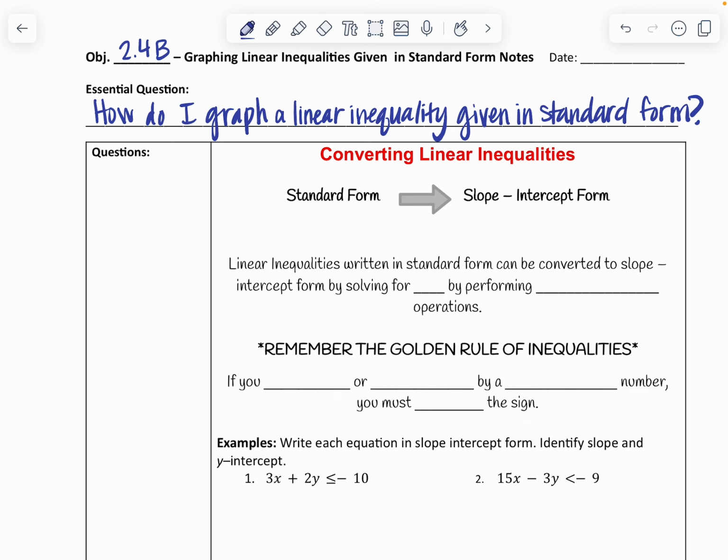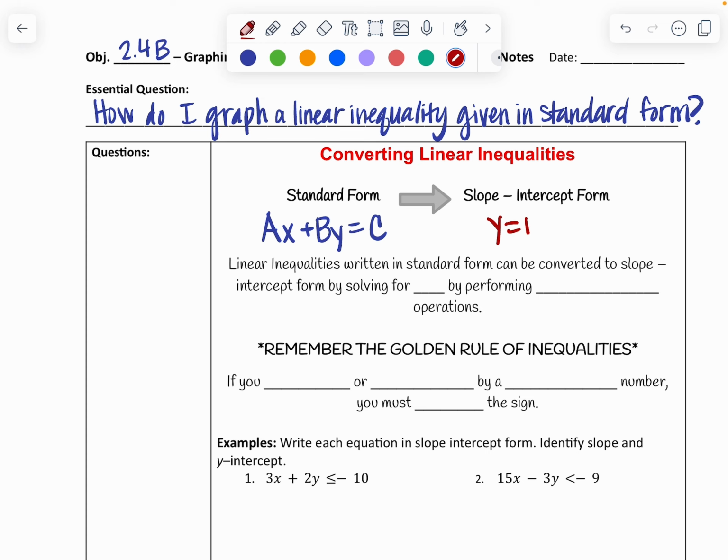When we are given an inequality in standard form, we are going to graph it by first converting it to slope-intercept form. So standard form is ax plus by equals c. So in standard form, x and y are on the same side of the equal sign. And we want to convert it to slope-intercept form, which is y equals mx plus b.